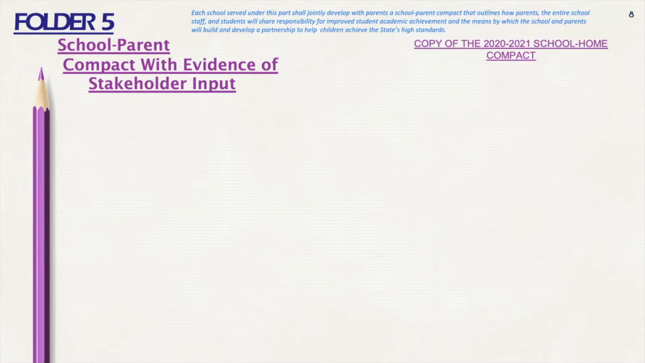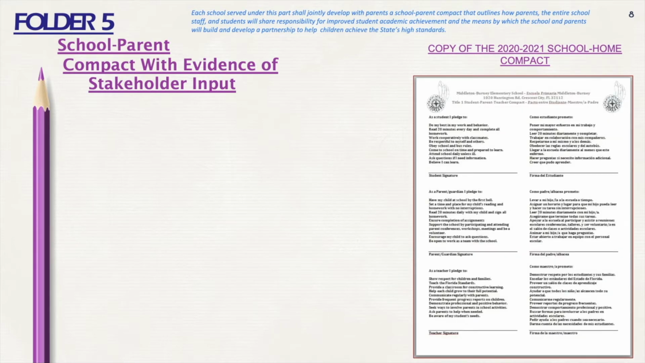A copy of the compact will be in your audit box. This is a good example. This is Middleton Bernie's. They have English on one side and Spanish on the other, so they've met the home language requirement on one document.